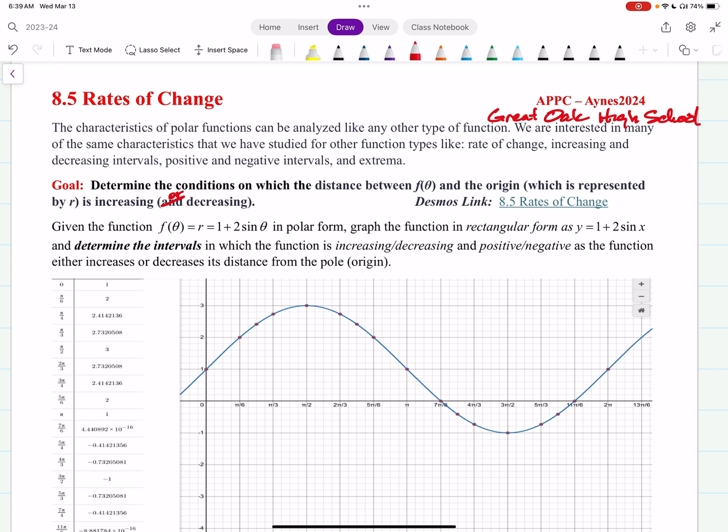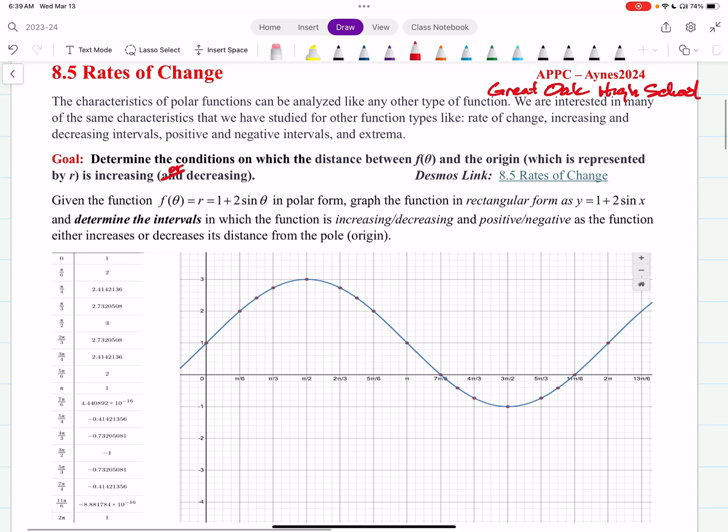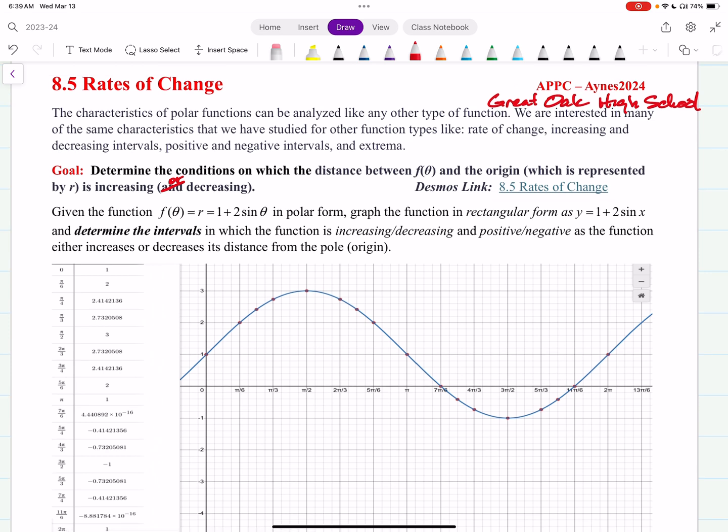We're going to be talking about the rates of change of polar functions, and we're going to put together everything we've learned in the past about how functions increase and decrease on certain intervals with polar functions. So the goal here, if you just read with me, is to determine the conditions on which the distance of f of theta, which is the radius of a polar function, and the origin is either increasing or decreasing, and how it's related to the fact that on certain intervals the function is either increasing or decreasing, and it's either positive or negative.